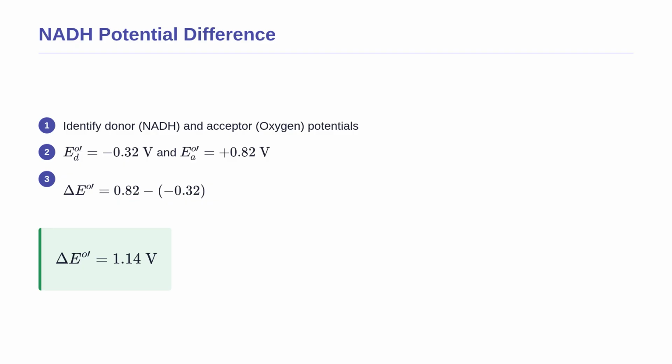We set up our calculation by placing the value for oxygen, the final acceptor, first. Then we subtract the value for NADH, the initial donor. Subtracting a negative number effectively adds the magnitudes together. This gives us a highly positive potential difference of 1.14 volts, indicating a very strong driving force toward oxygen.